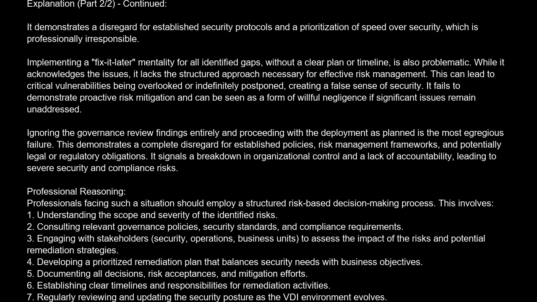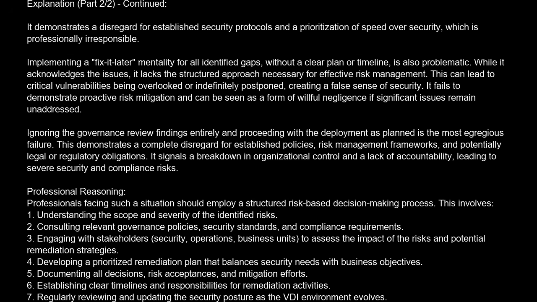Implementing a fix-it-later mentality for all identified gaps without a clear plan or timeline is also problematic. While it acknowledges the issues, it lacks the structured approach necessary for effective risk management. This can lead to critical vulnerabilities being overlooked or indefinitely postponed, creating a false sense of security. It fails to demonstrate proactive risk mitigation and can be seen as a form of willful negligence if significant issues remain unaddressed.